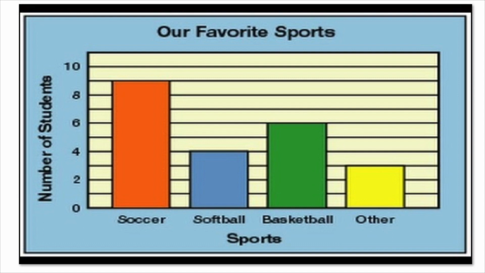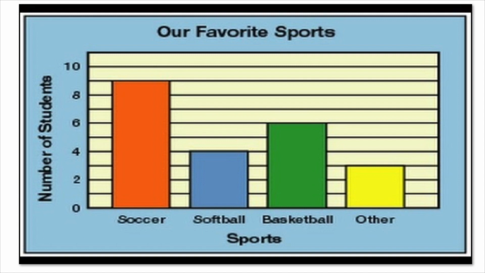You see, for example, soccer or football. How many people have football as their favorite sport? 9. In between 8 and 10. So we know the number is 9. How many people like softball? 4. Basketball? 6. And other sports? 3. And this is how we read our bar chart correctly.